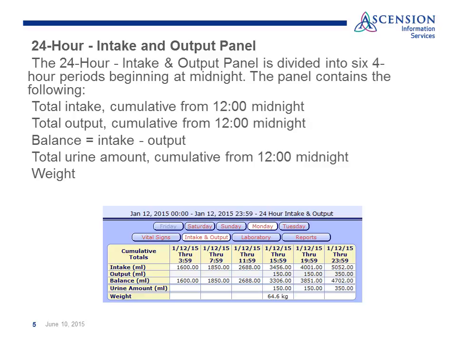The 24-hour intake and output panel. This panel is divided into 6 4-hour periods beginning at midnight. The panel contains the following: total intake cumulative from midnight, total output cumulative from midnight, fluid balance, which is intake minus output, total urine output cumulative from midnight, and weight if documented.